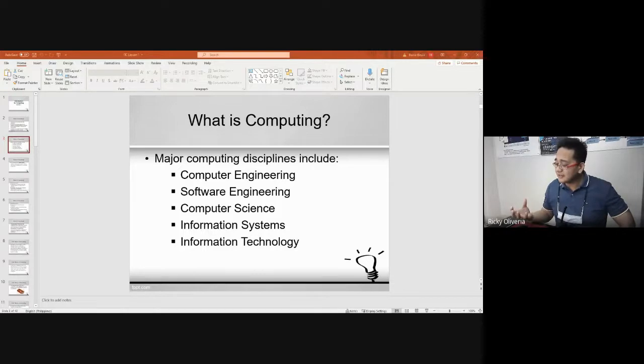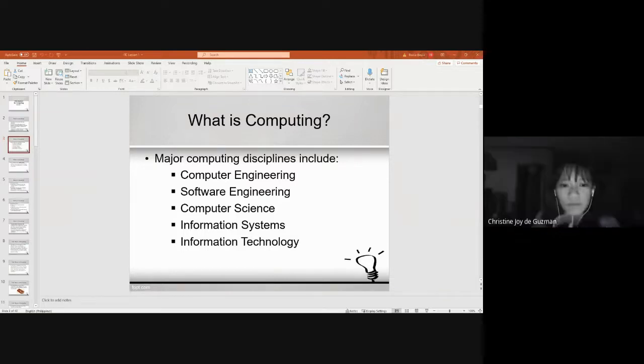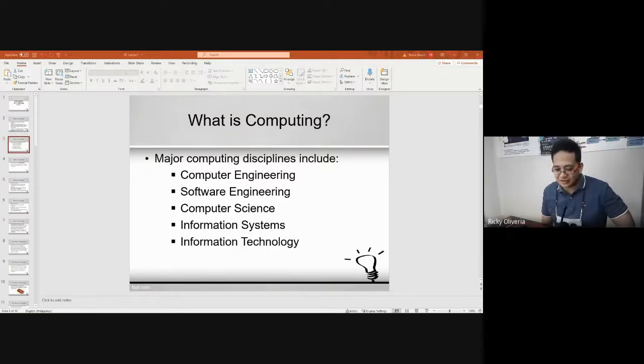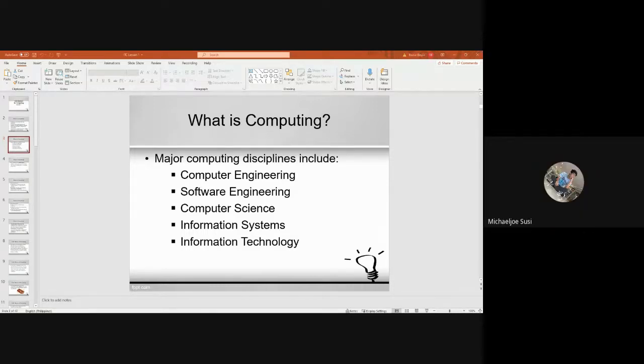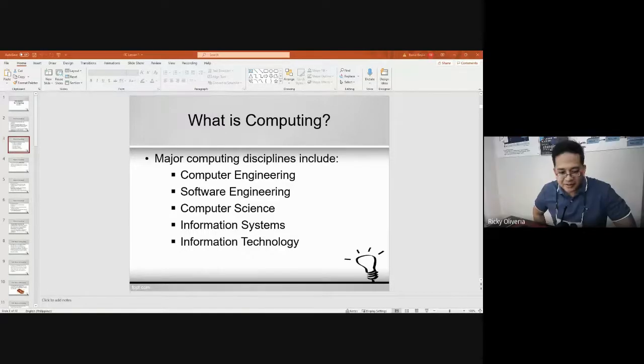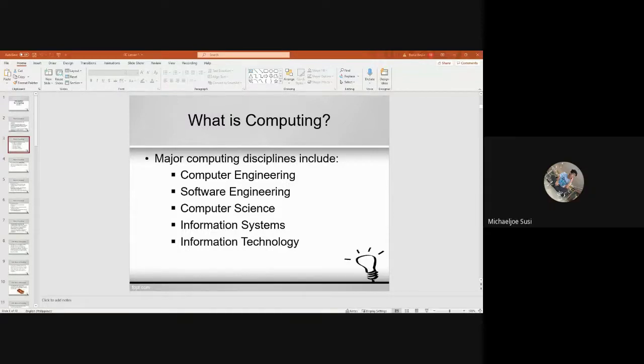Now, do you have any idea what computer engineers do? Anyone? Any volunteer? So far, only a few are listed for recitation. Sir, we have 19 students logged in. Sir, I'll go, sir. Okay, Michael. Go. Sir, they maintain software and hardware. They maintain computers and hardware.